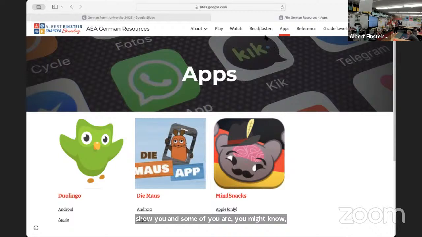in most of the grades. It's called Anton, and I'll have a little QR code for you, and I think we have time for you to set it up, but I just want to show you what it is.